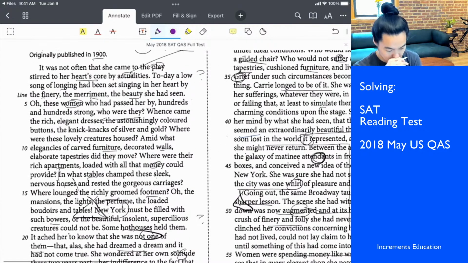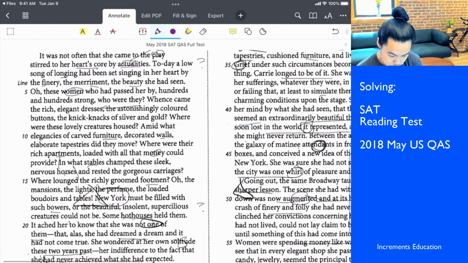So here's what I'm gonna do. I'm gonna make sure I can actually understand it. So actualities, okay? Actualities is like material realities, as far as I can tell in context. Oh, these women, who were they?